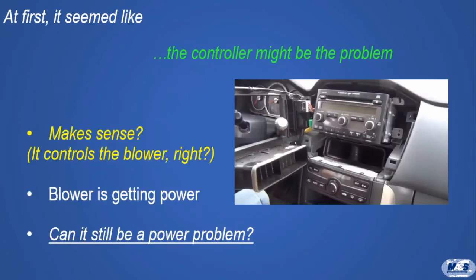So the technician probed the HVAC control head and found that indeed there was power going to the head, even with the ignition turned off. He concluded there must have been something wrong with the ignition feed circuit. He disconnected the blower, but the HVAC control head was still powered up.